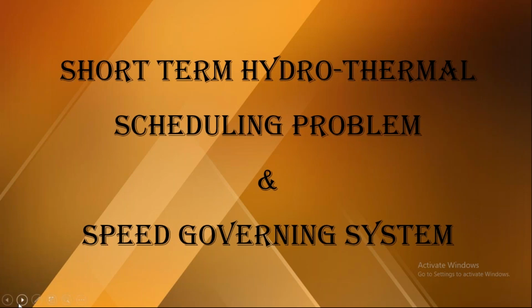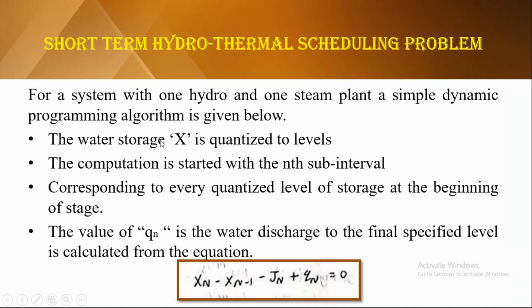Now we'll see what parameters are involved when scheduling short-term hydrothermal scheduling. Generally, for a system that consists of a hydro plant and one steam plant, a simple dynamic programming algorithm is enough. It means that if only two plants are connected together for power generation, the dynamic programming algorithm is applied. Dynamic programming means that based on our convenience, we can change whatever parameters we require. Dynamic means instantly changing parameters in the scheduling. That is called the dynamic programming algorithm.